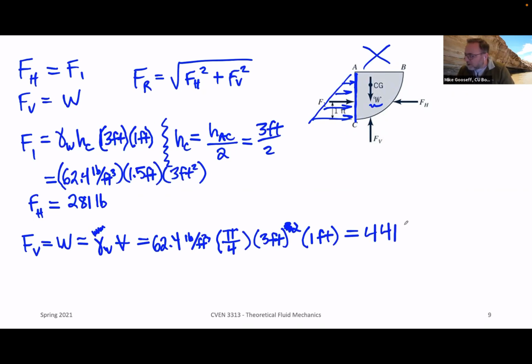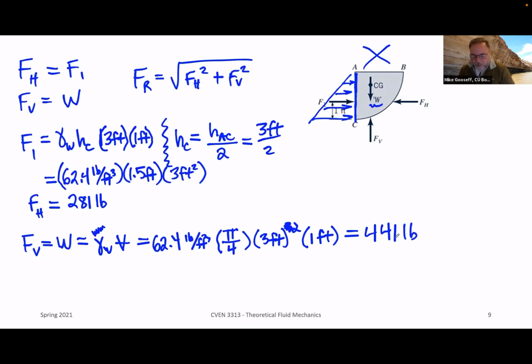When we work this out, we end up with 441 pounds. The kind of neat thing about this is that the pressure force acting on the left side of our wedge is a little more than half of the weight of the water, so there's a lot of vertical force acting here.